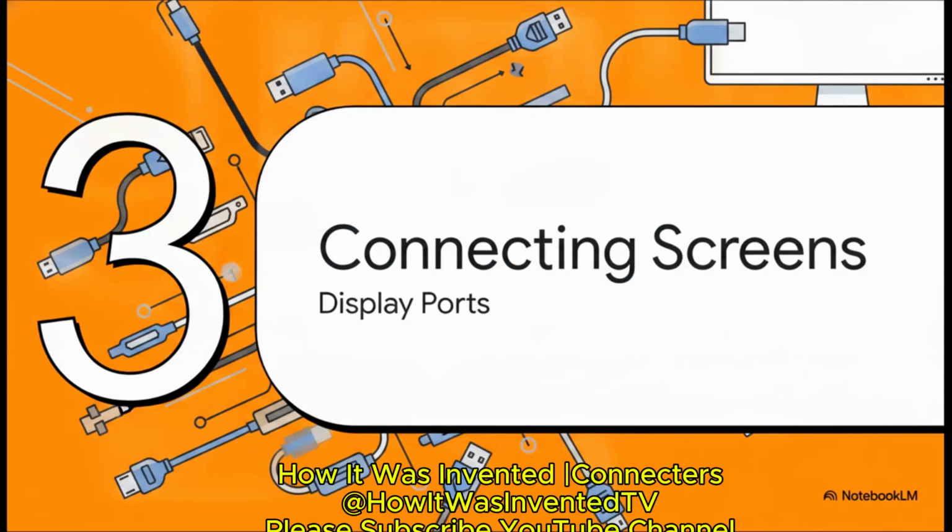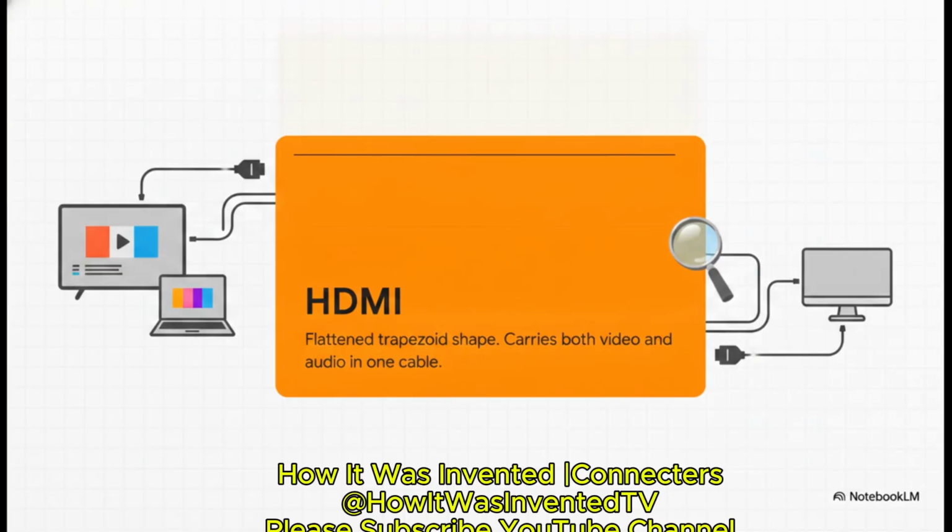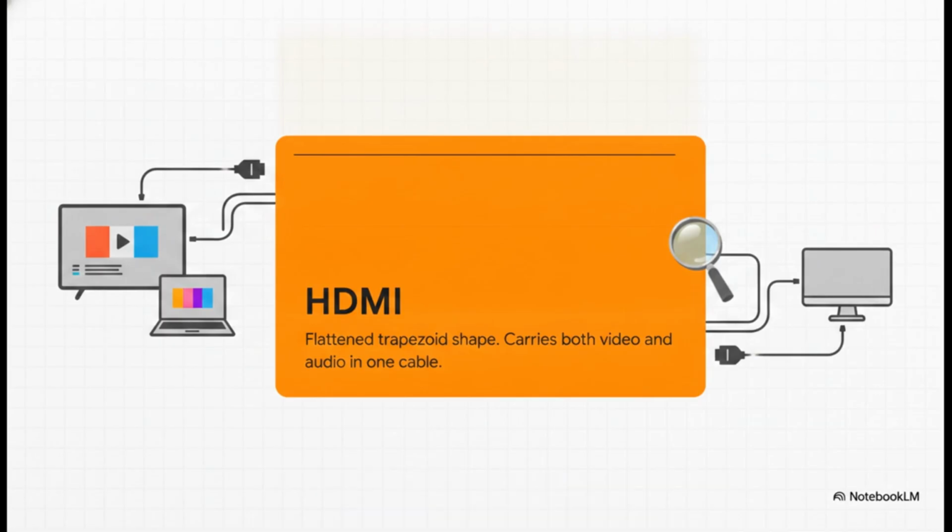All right, Section 3. Let's talk about connecting screens and displays. First up is a crowd favorite, HDMI. This flattened trapezoid is the absolute default for televisions. It carries both high-quality video and audio all in a single cable. If you're hooking up a laptop to a TV or just setting up a basic monitor on your desk, this is your go-to for sure.